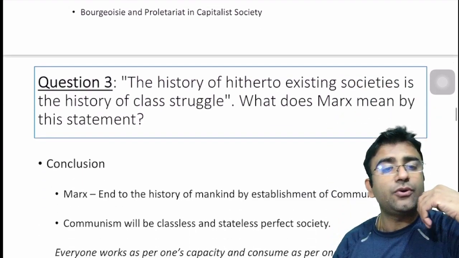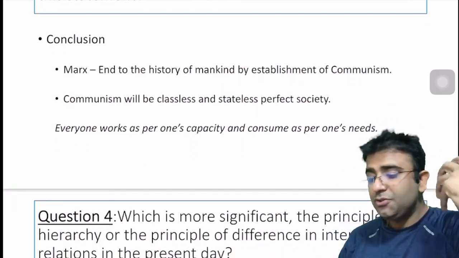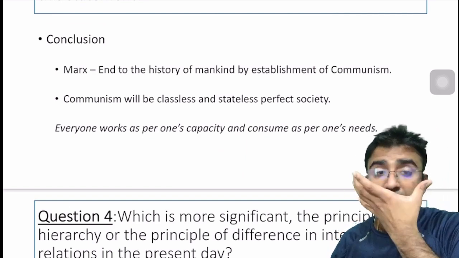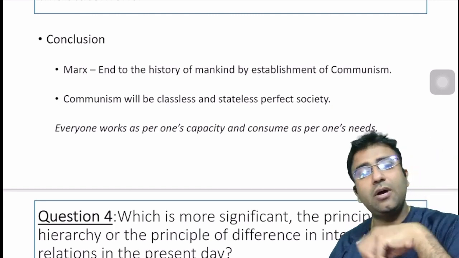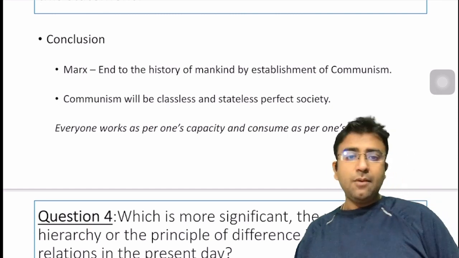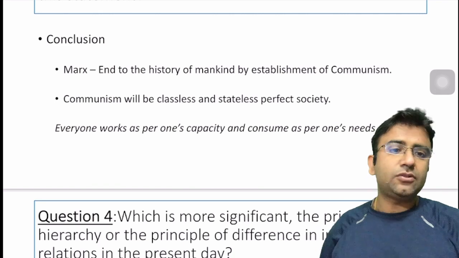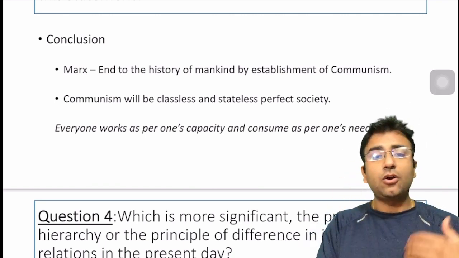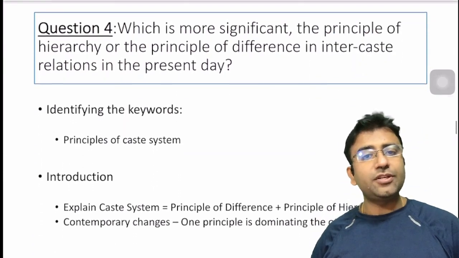In the conclusion, you are going to write down that Marx was considering the end to this struggle between different societies by giving the concept of communism. Communism, according to Marx, is a classless and stateless perfect society which will be achieved in future by a class struggle between the proletariat and the bourgeois. And in such a society, everyone will work according to one's capacity and consume according to one's needs. This is question number 3.